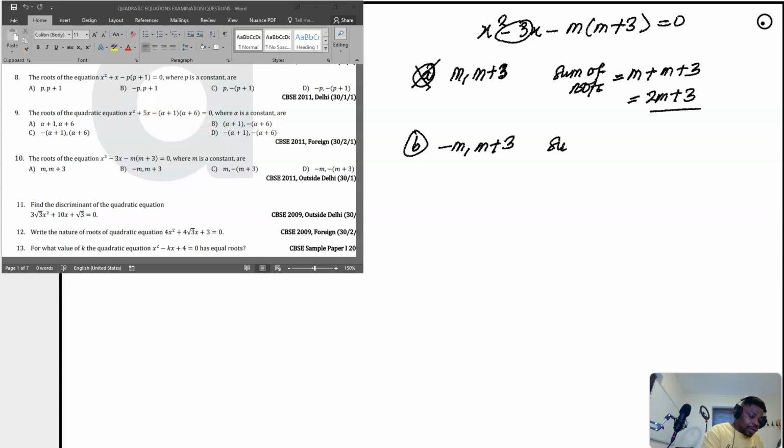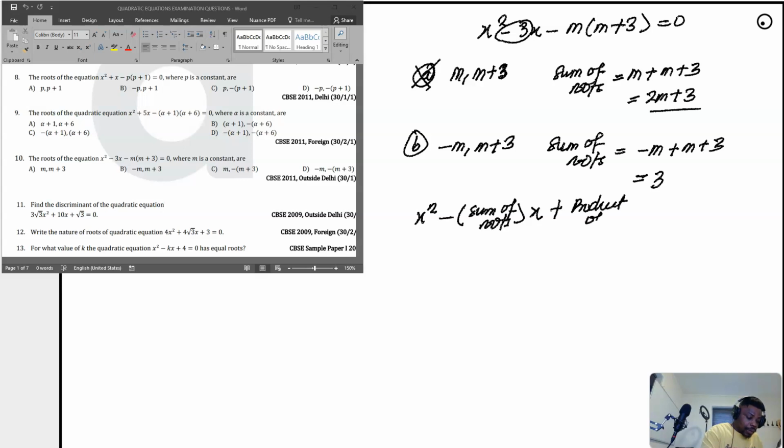Let's go to option B, minus m bracket m plus 3. Okay, so sum of roots here, that is minus m plus m plus 3, minus with this, that is 0. So this is 3 here, right? And remember our formula is x squared minus sum of roots x plus product of roots is equal to 0. So if our sum is 3, if I put 3 here, that is minus 3x, which is still equal to this one here. So this is still correct for sum.